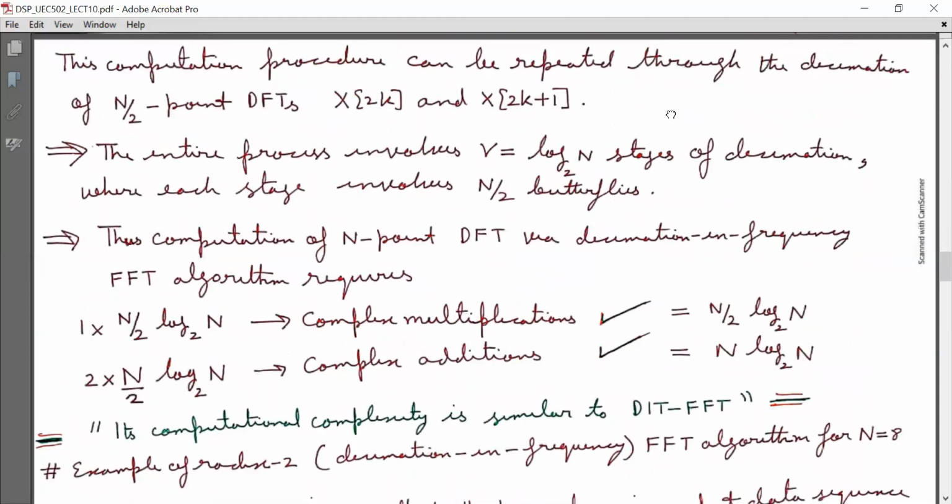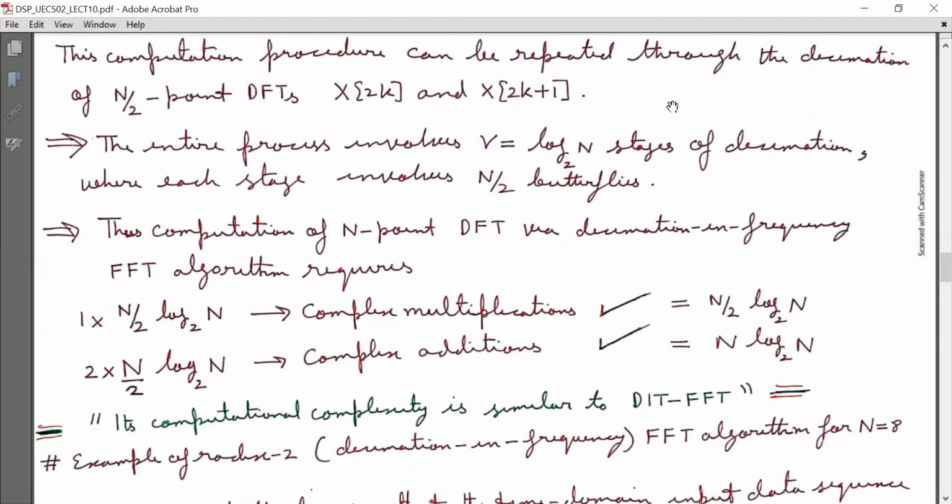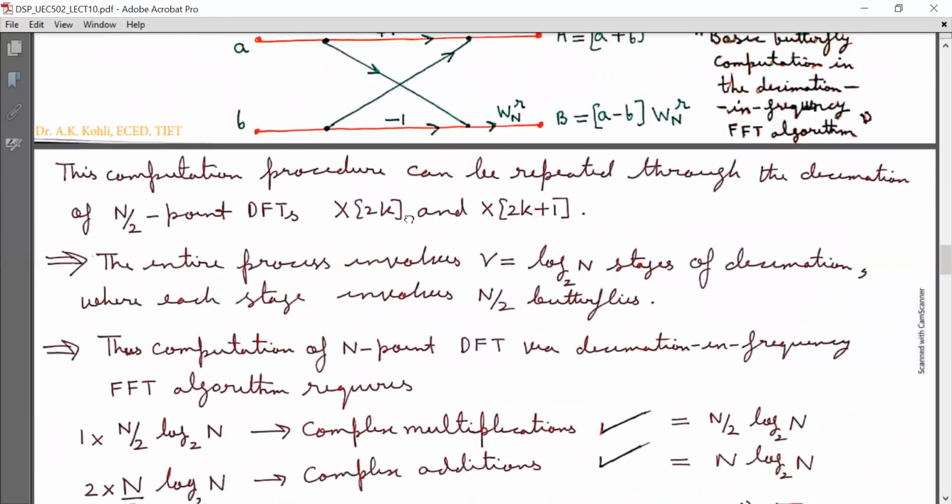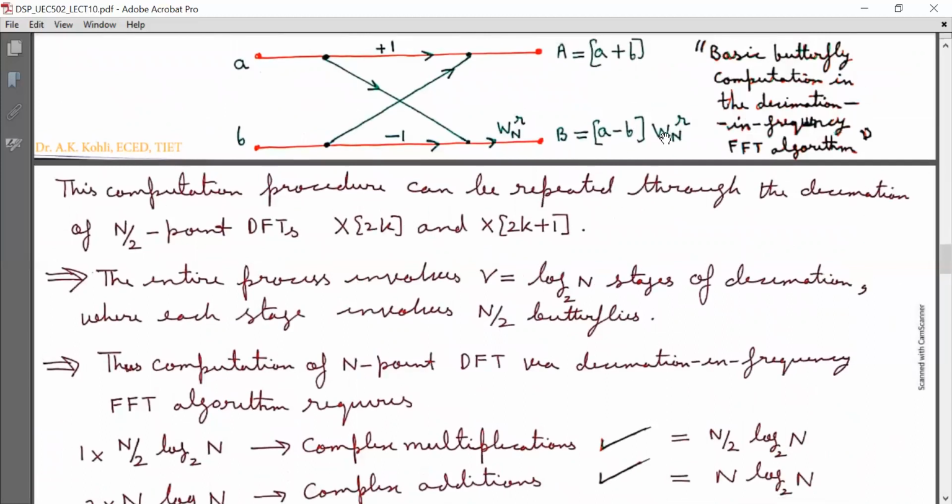This computation procedure can be repeated through the decimation of N by 2 point DFTs, that is X2k and X2k plus 1. Again, the entire process involves v is equal to log 2 N stages of decimation, where each stage involves N by 2 butterflies. Very important. Thus, computation of N point DFT via decimation in frequency FFT algorithm requires, look at the butterfly, one complex multiplication. How many stages?